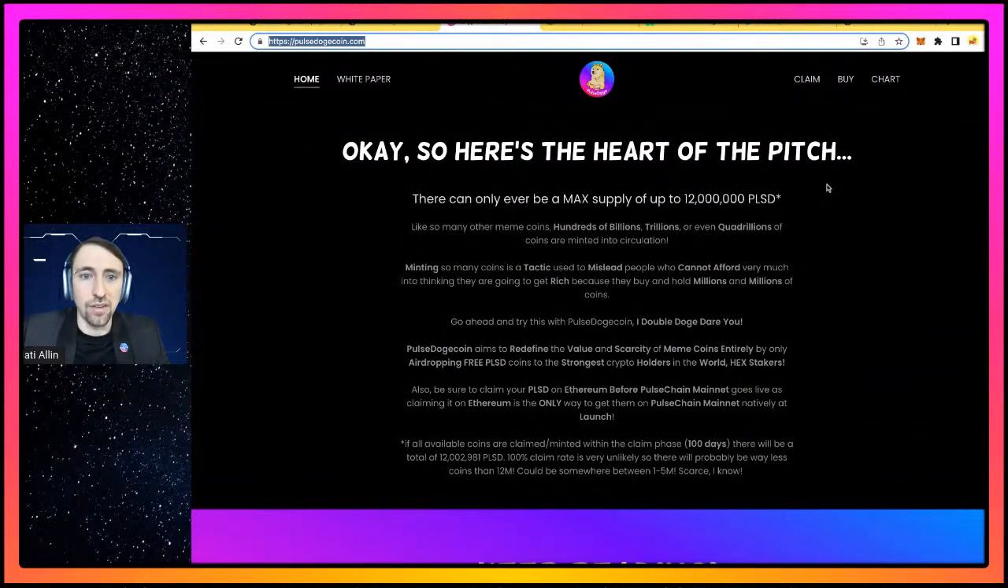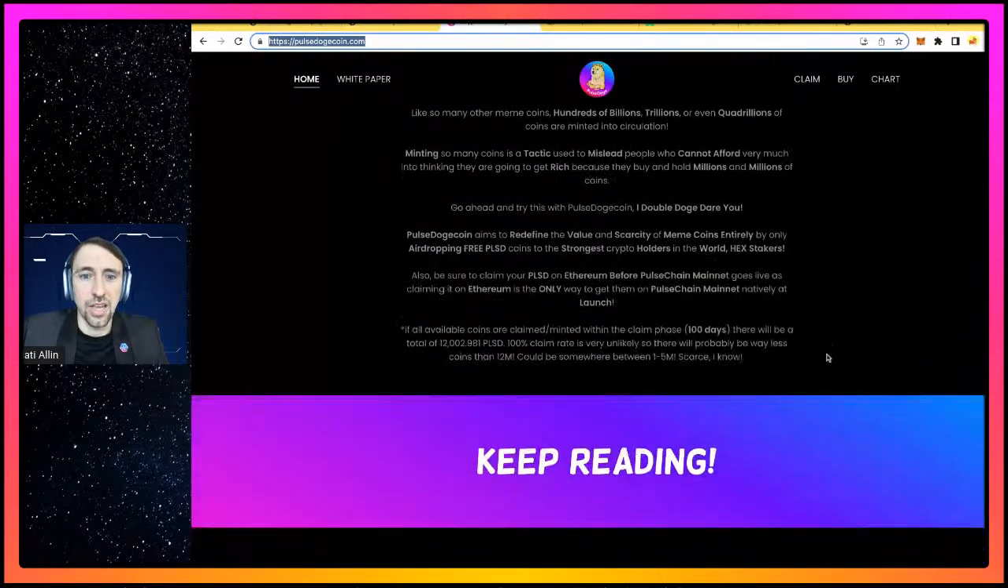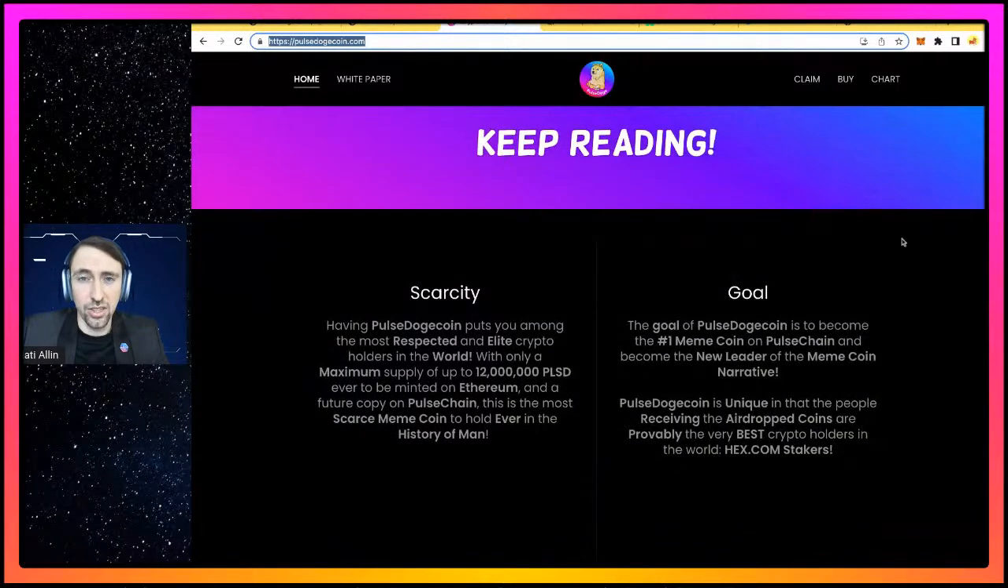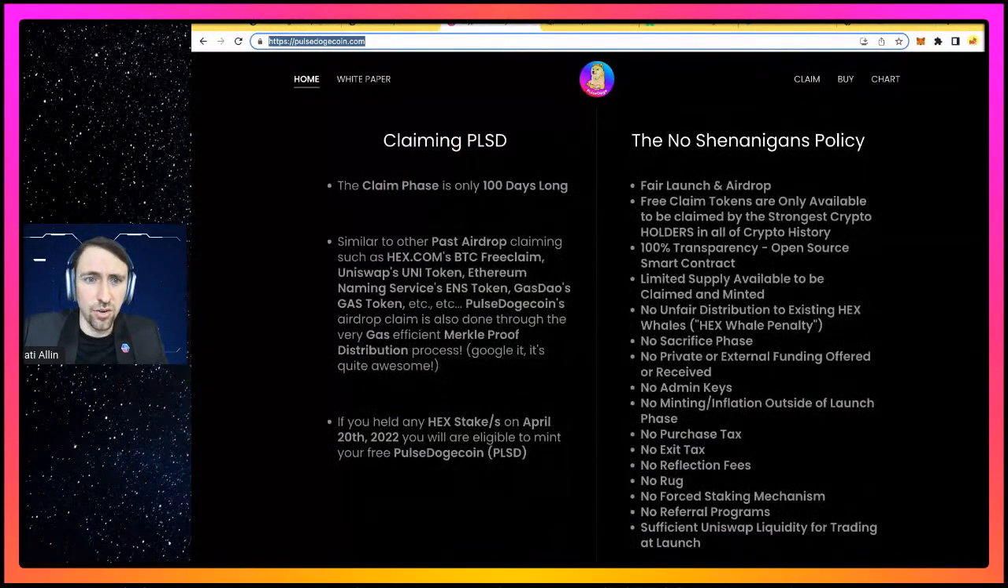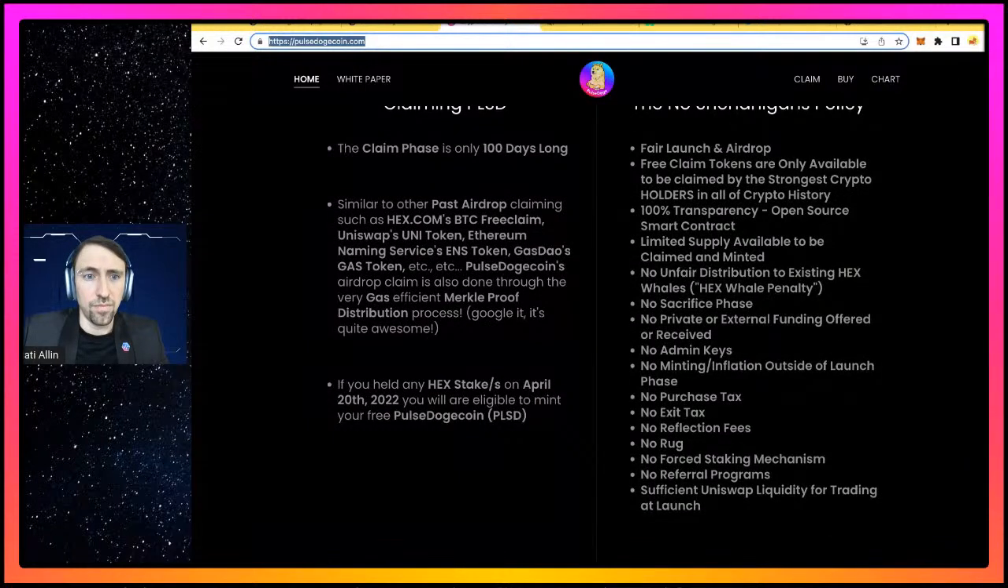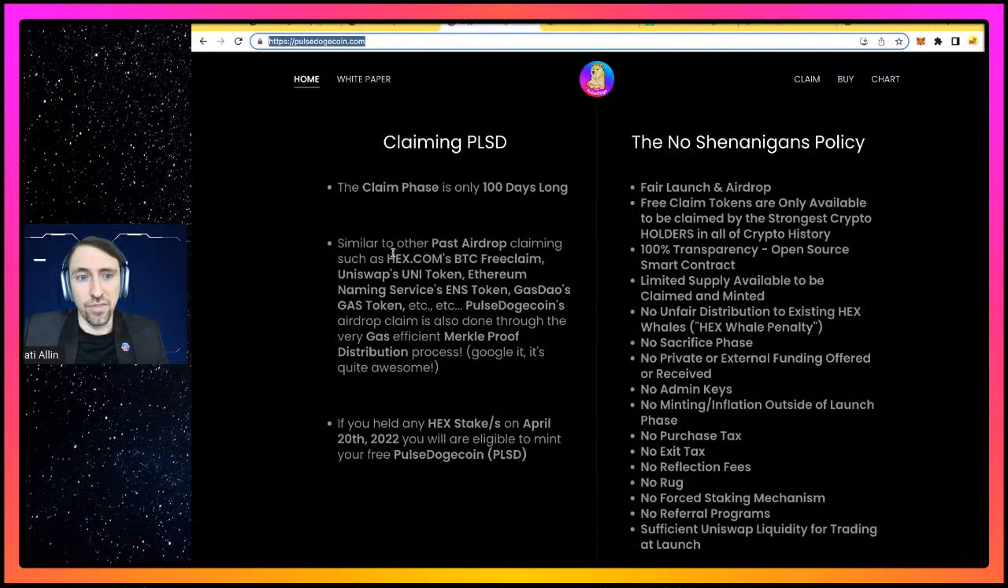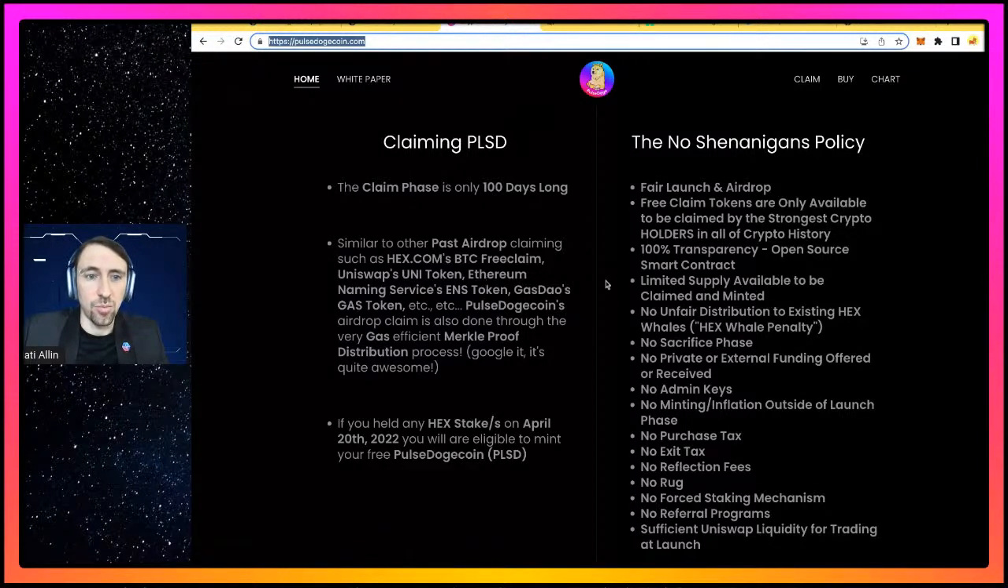It says that there can only ever be a max supply of about 12 million PLSD. This is different from another coin that was recently launched called PulseDoge without the coin on the end. So they're claiming scarcity, which is unclear whether that's valuable or not. It depends how popular the meme is. It says here that the claim phase is only 100 days long, and we're about a day and a half into that time period. And it's in the tradition here of the Hex.com BTC free claim, the Uniswap airdrop, the ENS airdrop, et cetera, et cetera.